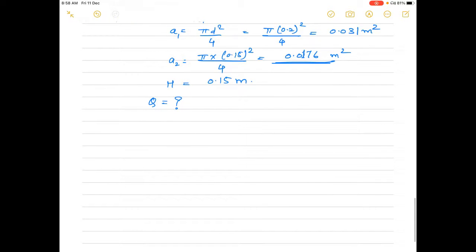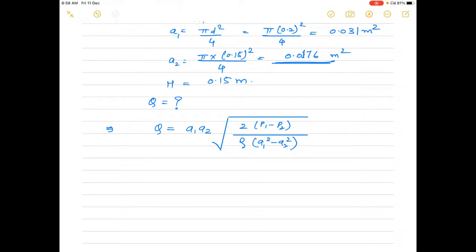Again the same formula we have to use here for the venturi meter. By using a venturi meter we can find out the rate of flow of water. So Q is equal to A1 A2 into root of P1 minus P2 divided by rho into A1 square minus A2 square. Here we do not know P1 minus P2, but what is given to us is H, that is the level difference between the two pipes. So we know the substitution: P1 minus P2 can be written as H rho into G.